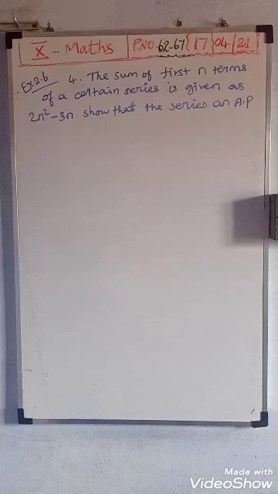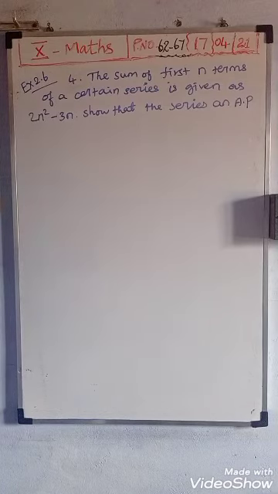Today I am going to teach exercise 2.6, fourth question. The sum of the first n terms of a certain series is given as 2n squared minus 3n. Sn is given as 2n squared minus 3n. Then we want to show that the series is an AP, an arithmetic progression. For that, we first want to find that series.